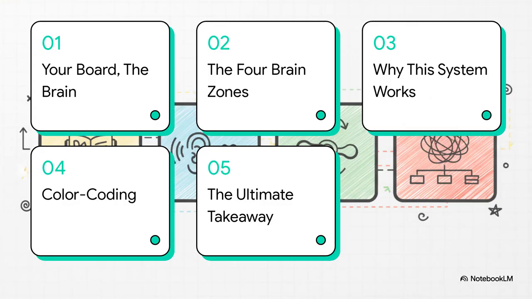All right, so here's our game plan. First, we'll cover the big idea, your board, the brain. Then we'll get into the specifics with the 4 brain zones. After that, we'll look at why this system actually works. We'll even add a cool layer of color coding to make it all pop. And finally, we'll wrap it all up with the ultimate takeaway.